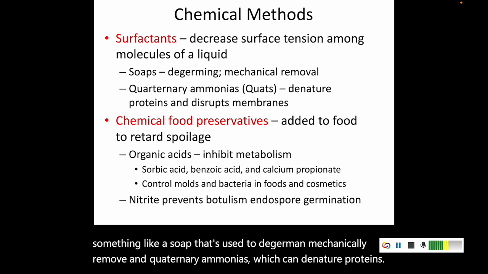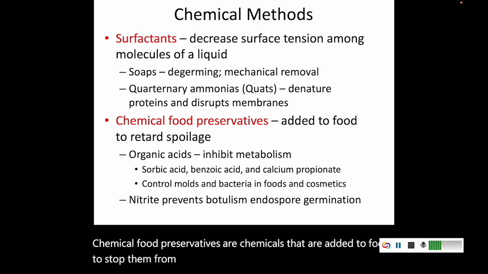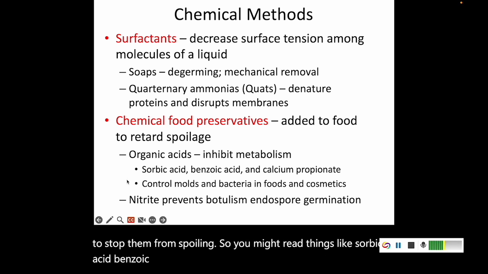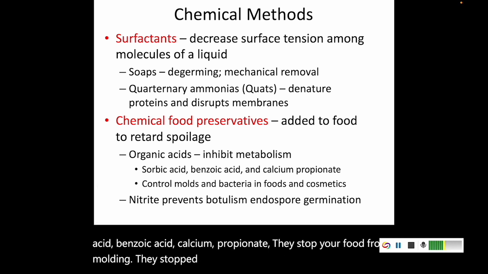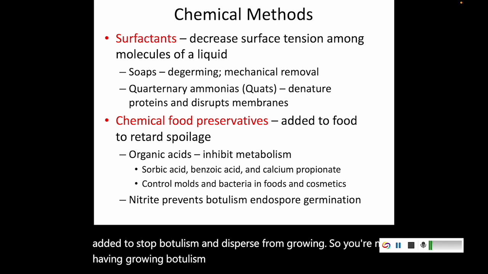Chemical food preservatives are chemicals that are added to food to stop them from spoiling. So you might read things like sorbic acid, benzoic acid, calcium propionate. They stop your food from molding. They stop bacteria from growing. Nitrite can also be added to stop botulism endospores from growing, so you're not having growing botulism leaving botulism toxin.